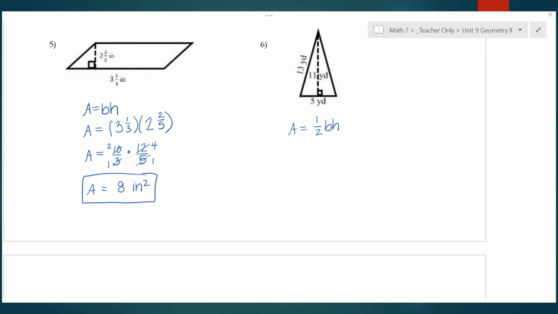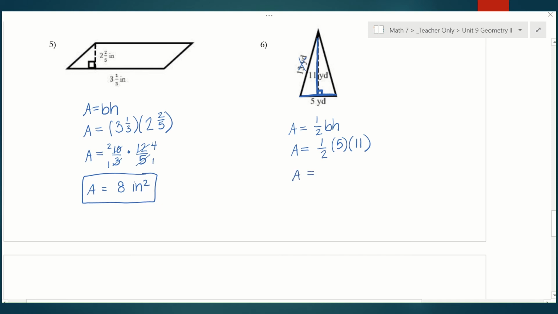Okay, so the way we figure this out is we look for the right angle. What makes the right angle? The base, so the base is going to be 5, and the height. That's what makes the right angle. So this 13 yards we see over here is just a side of the triangle, okay, which we don't need to find the area. So you have to remember it's where that right angle is. It's the 2 parts that make that right angle. That's the base and the height. So we're going to have 1/2 times the base, which is 5, times 11, which is the height.